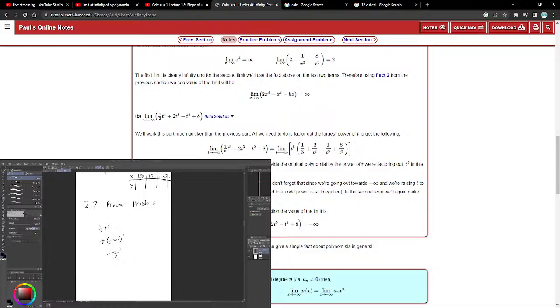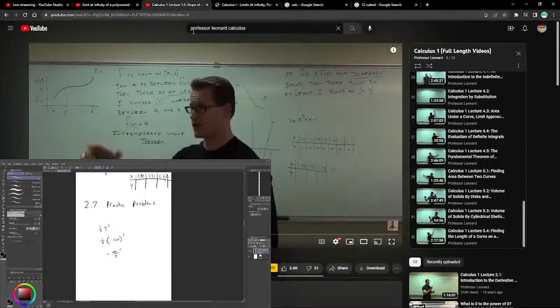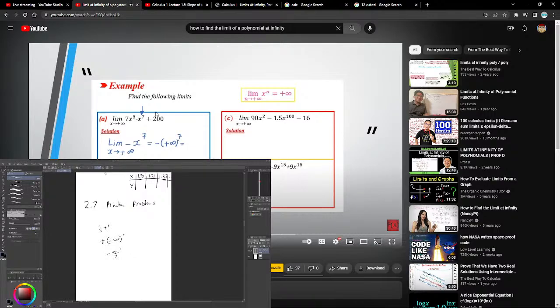Yeah, what's the point of factoring out? I don't get it. And positive infinity to the power 7 equals infinity, and we have a negative sign outside, so it will be negative infinity.